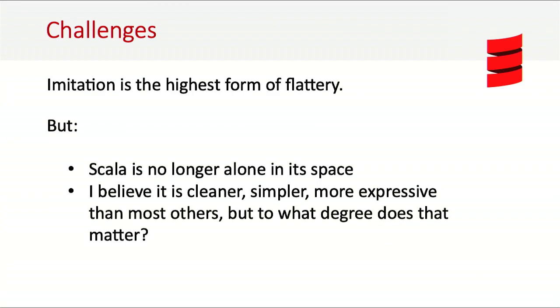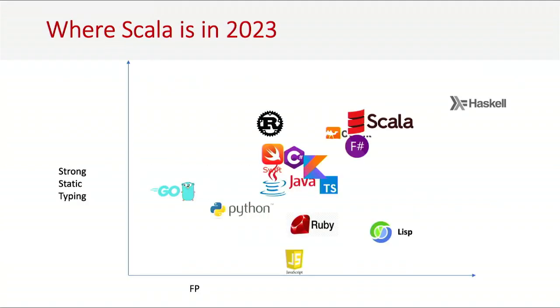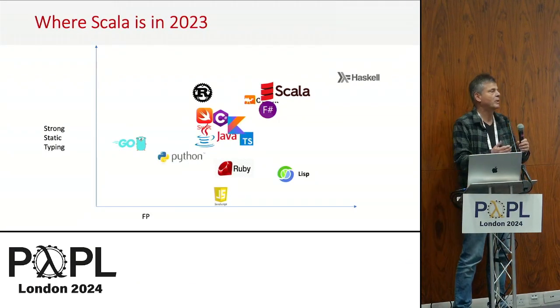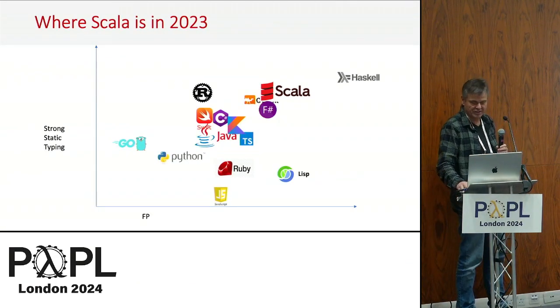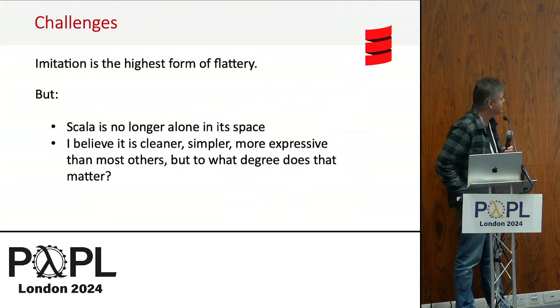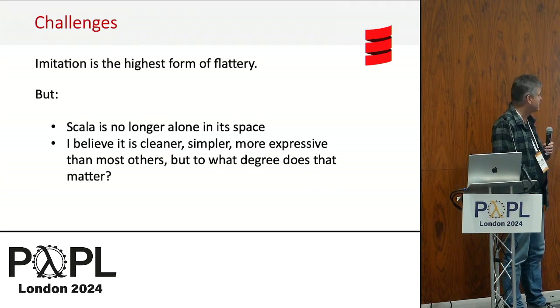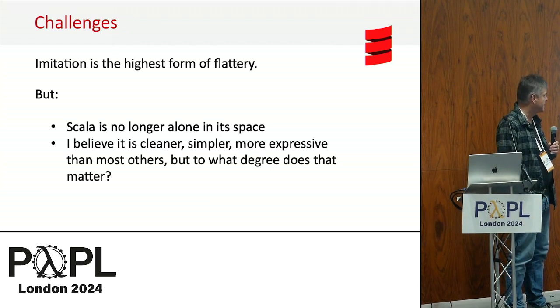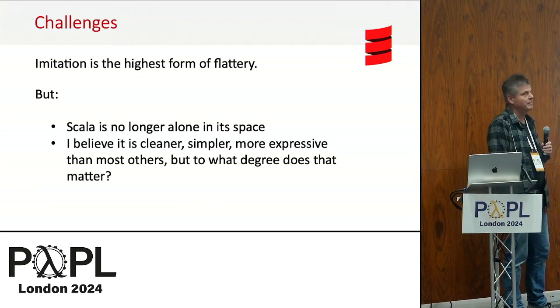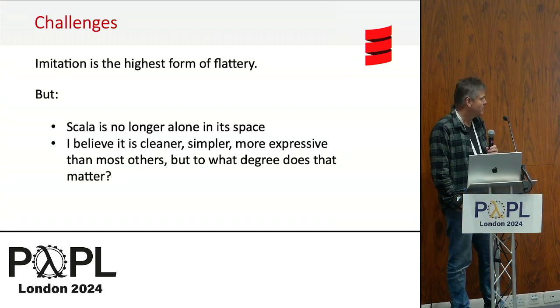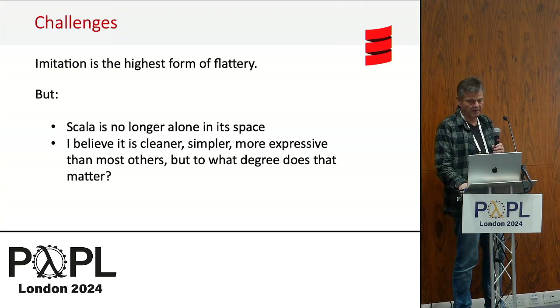So the challenge is, you could say, Scala was in a sense successful with the other handful of languages. It dragged the whole industry to where they were. So everybody now has these features, and you can say, yes, imitation is the highest form of flattery, but for the future, clearly Scala is no longer alone in its space. And I believe it's cleaner, simpler, more expressive than most of the others. But to what degree does that really matter? In industry, it doesn't seem to matter much.